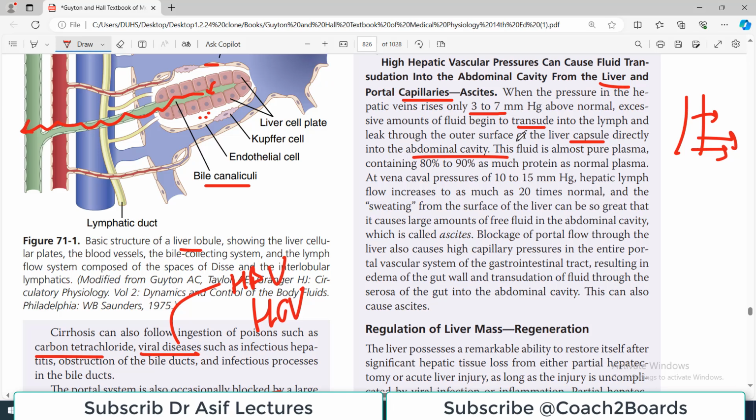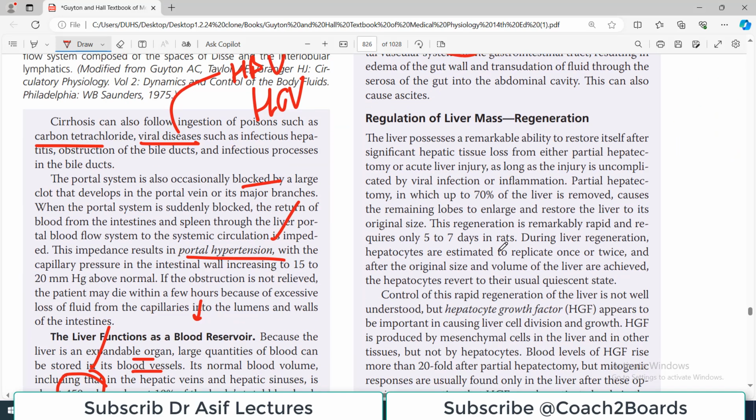This fluid is almost as pure as plasma, because this is just filtration, containing 80% to 90% as much protein as normal plasma would contain. At the vena cava pressure of 10 to 15 millimeters of mercury, hepatic lymph flow increases as much as 20 times, and the swelling from the surface of the liver, because the liver is leaking out plasma, becomes huge. The increase in the size of the abdominal cavity because of the filled fluid is termed ascites, okay?